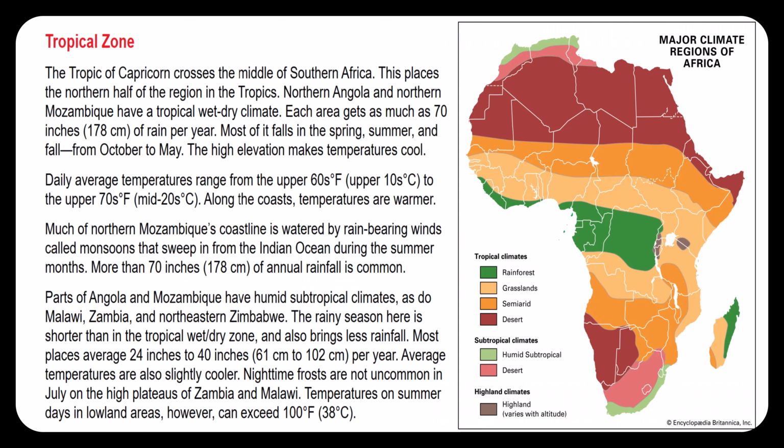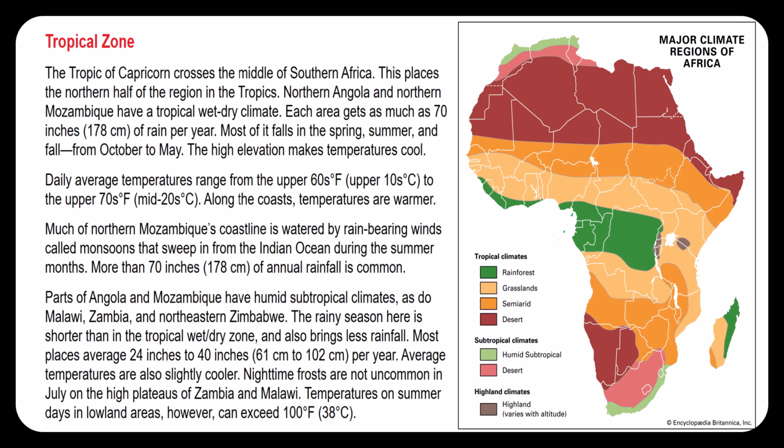Tropical zone. The Tropic of Capricorn crosses the middle of southern Africa. This places the northern half of the region in the tropics. Northern Angola and northern Mozambique have a tropical wet-dry climate. Each area gets as much as 70 inches of rain per year. Most of it falls in the spring, summer, and fall from October to May. The high elevation makes temperatures cool. Daily average temperatures range from the upper 60s to the upper 70s. Along the coast, temperatures are warmer.